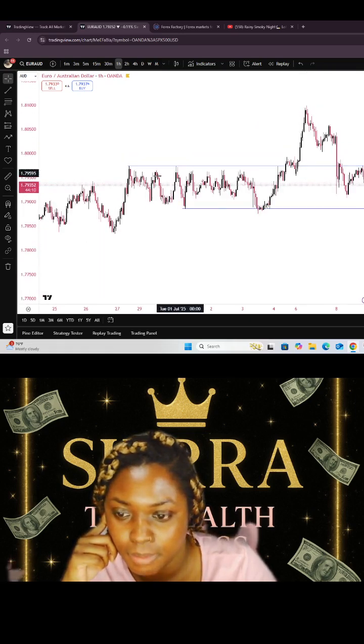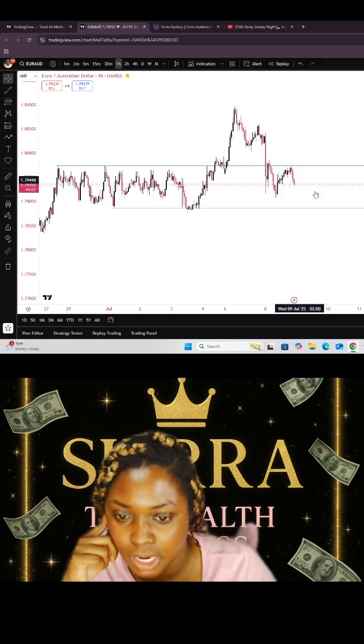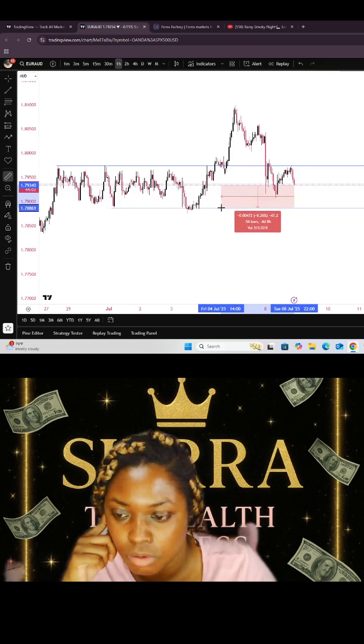And then technically price is back in this consolidation area, so we for sure know that we can get it to come down here to this low.